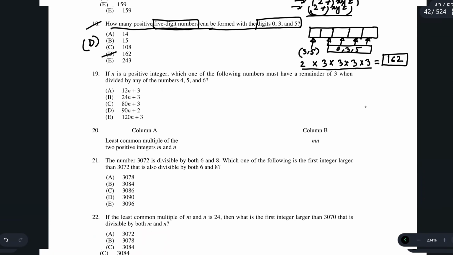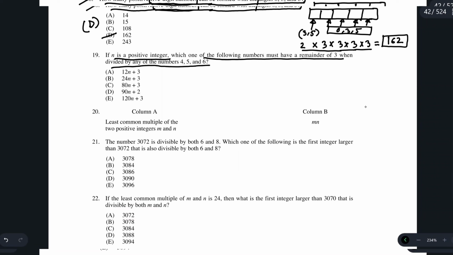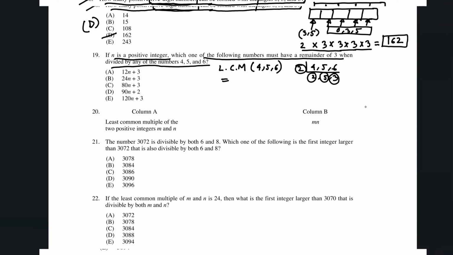Now let's move to question 19. We are given that if n is a positive integer, which one of the following numbers must have a remainder of 3 when divided by any of the numbers 4, 5, 6. To figure this out, we have to find the least common multiple of 4, 5, and 6. If we take 2, this should be 2, 5, and 3. So the least common multiple is 2 multiplied by 2 multiplied by 5 multiplied by 3, which is 2 times 2 is 4, 4 times 5 is 20, and 20 times 3 is 60.